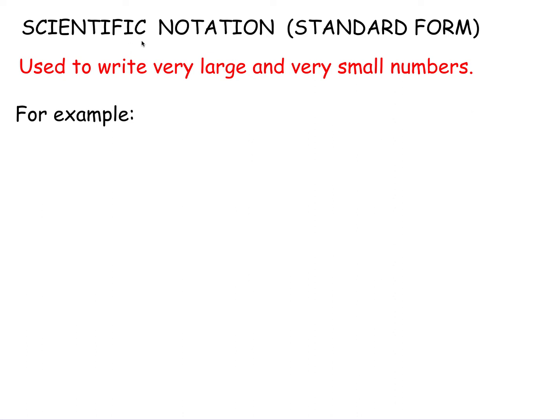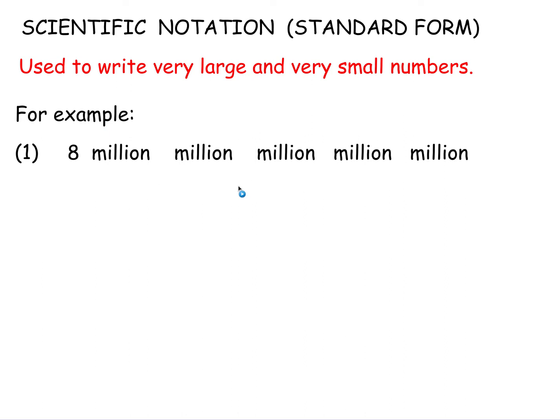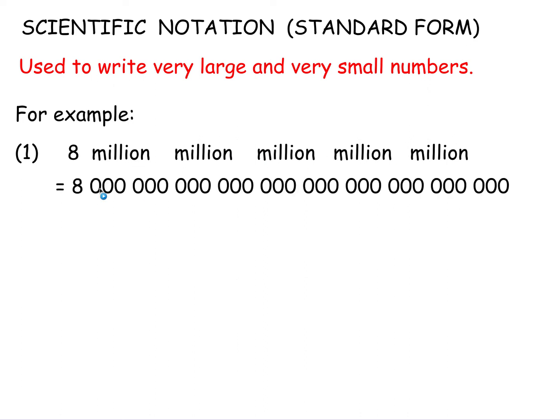This video is about scientific notation or standard form. It's a way of writing very large and very small numbers, which are particularly common in science, hence the name scientific notation. So for example, here's a very large number. That's 5 lots of a million, each million's 6 zeros, so that's 30 zeros here on the end of the number.